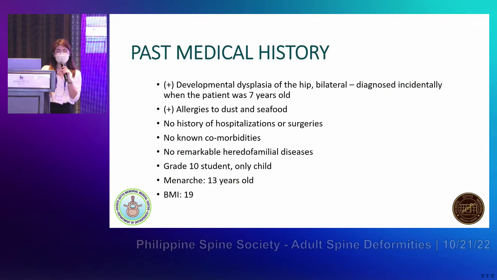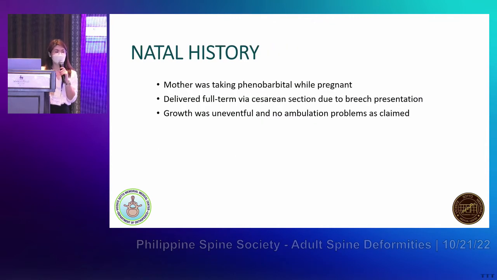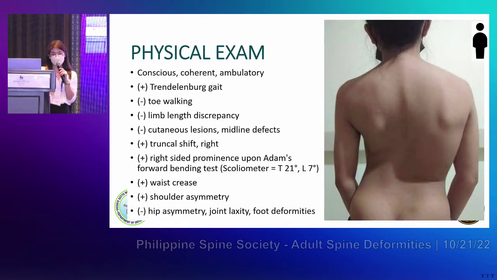For the past medical history of this patient, she was initially diagnosed with DDH incidentally when she was 7 years old. She reports a history of allergies to dust and seafood and a menarche at 13 years old. For the natal history, she was delivered full-term via cesarean section due to breech presentation, and the mother reported taking phenobarbital while pregnant. Other than that, the past medical history was unremarkable.